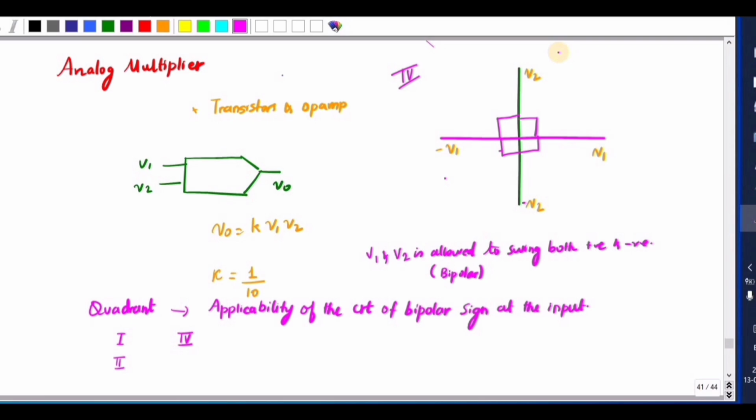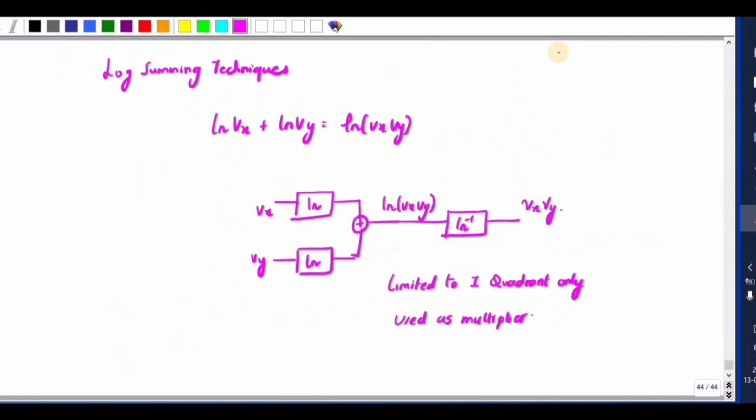Next, let us discuss the logarithm solving technique. The elaborate definition is already given in the other video, so you can refer to that one. Here it is used as a multiplier, and it is limited to the first quadrant only, because both values should be positive.